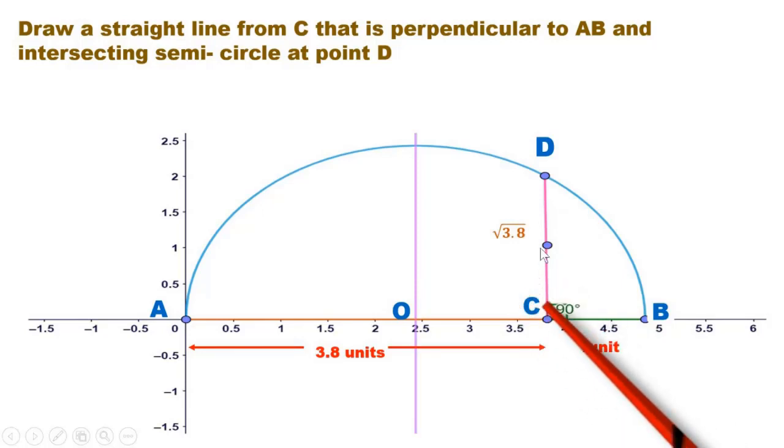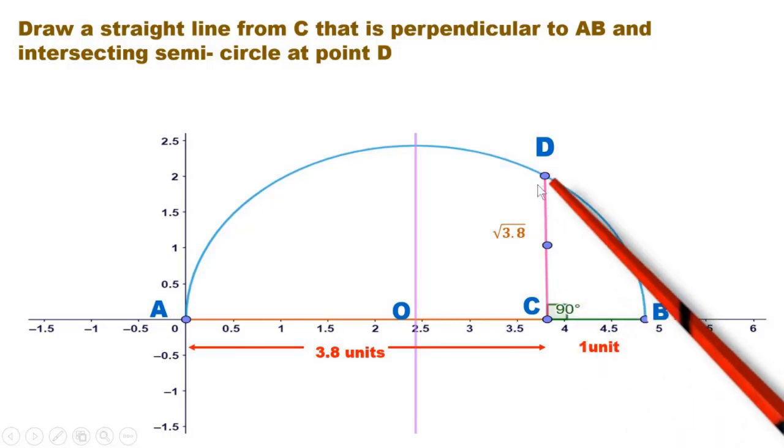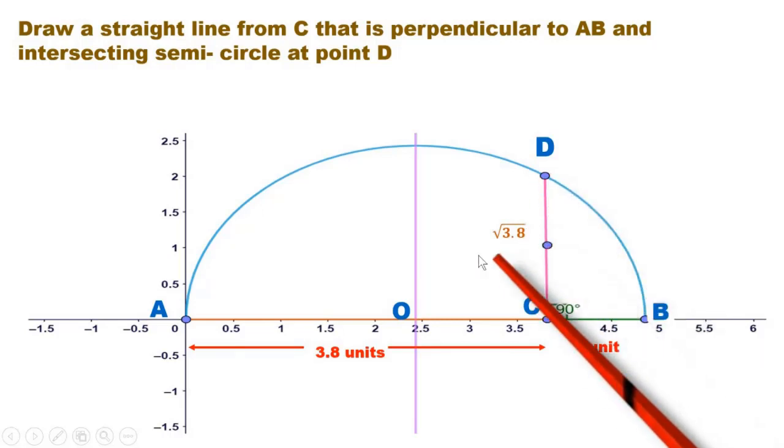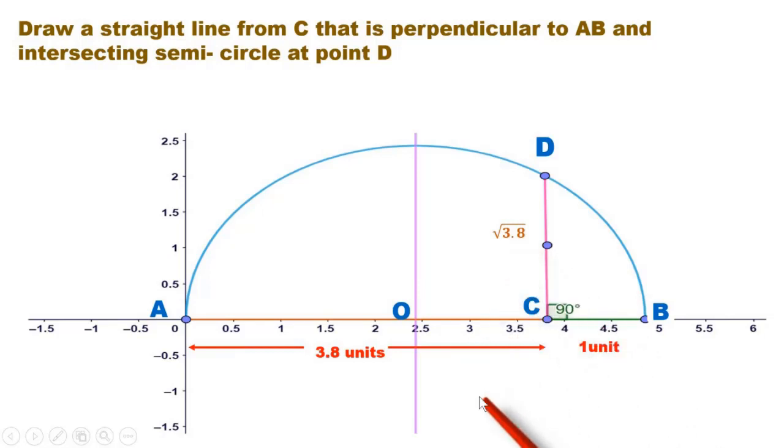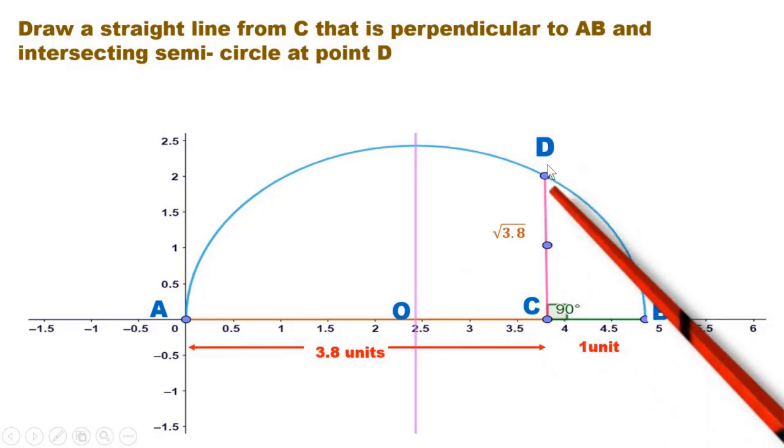What will be the measure of the line segment CD? It is equal to root 3.8. How did we arrive at this result? We have already proved it in the previous slides where we found the proof of root x by the Pythagoras theorem. Now we are going to produce this root 3.8 on the number line.